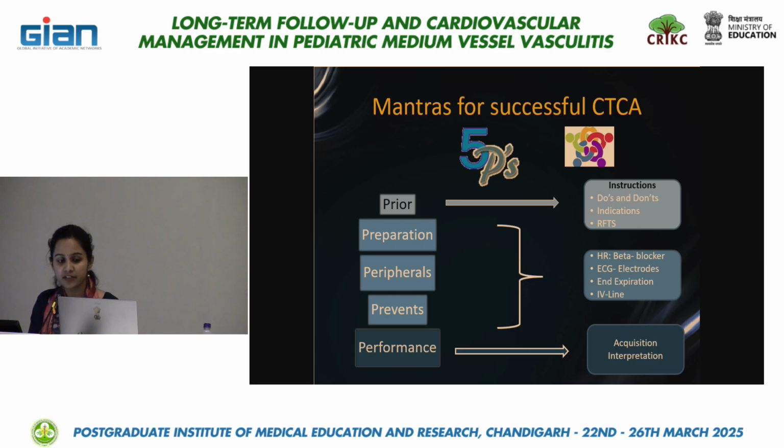As we discussed earlier, beta blockers are usually given to the patient not only to control the heart rate, but also to prevent any arrhythmia that occurs during the performance of the CT scan. Then ECG electrodes. And finally, we perform the acquisition of the image and the interpretation.